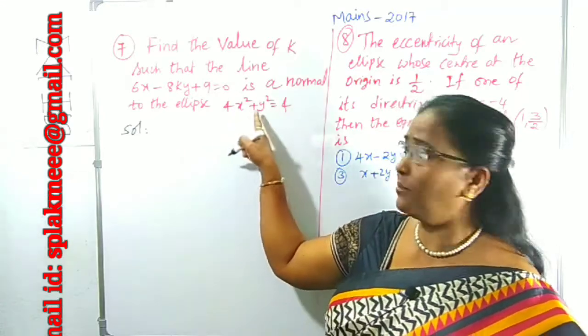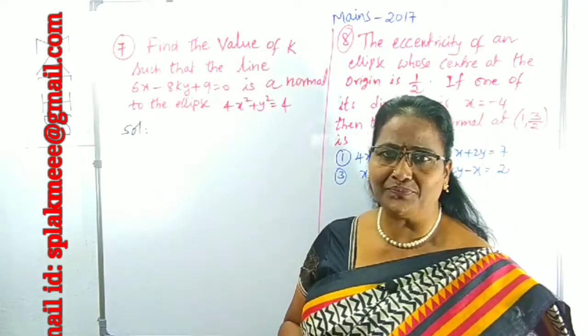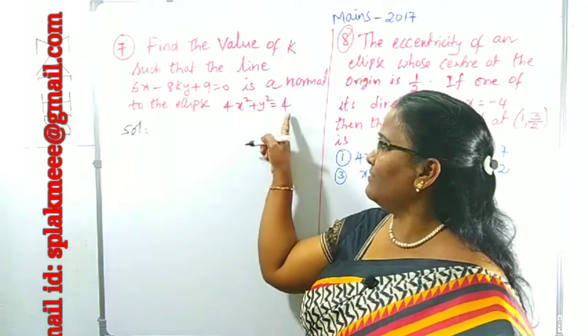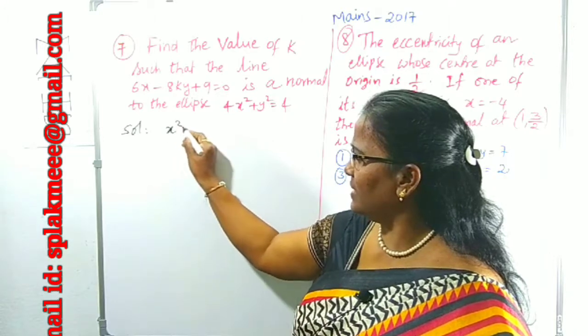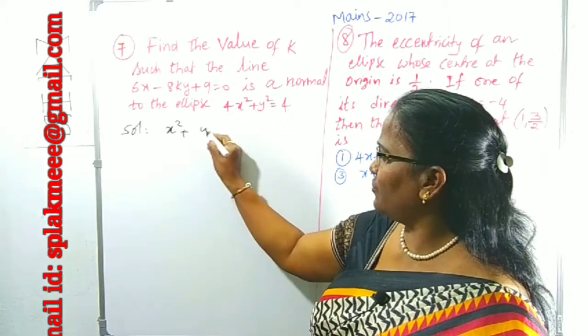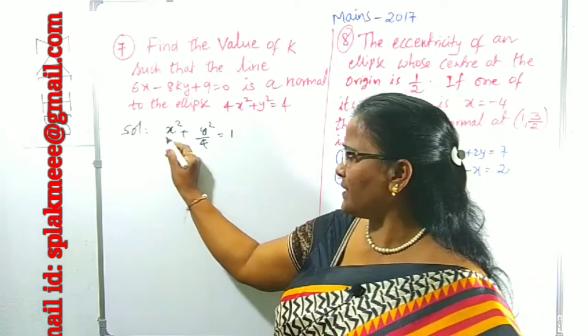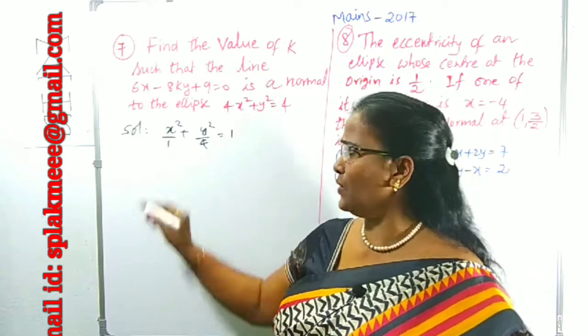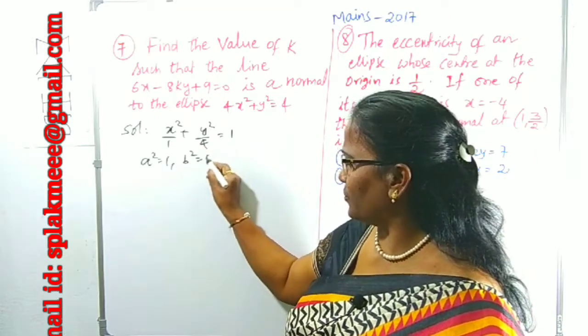Here 4x square plus y square is equal to 4 can be reduced into standard form. What you have to do is divide by 4. Now it becomes x square plus y square by 4 is equal to 1, and x square by 1 also we can write. You know that clearly a square is 1, b square is 4.